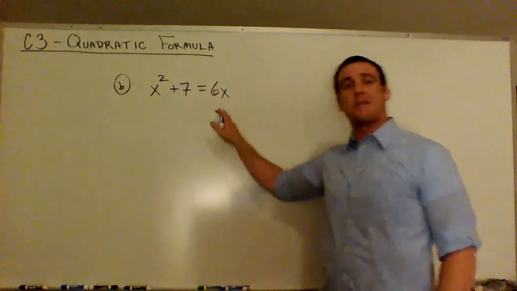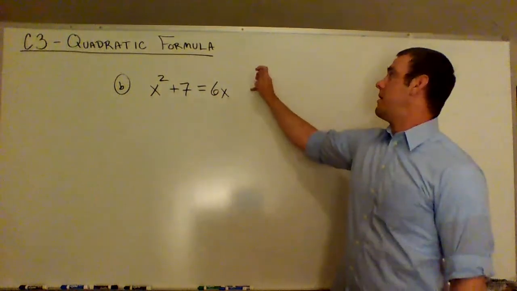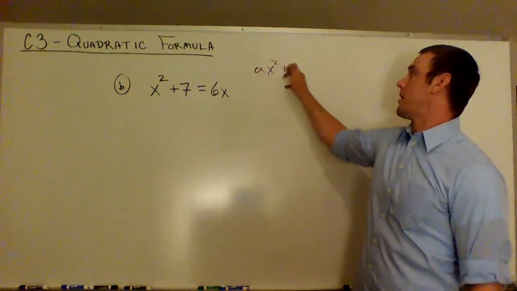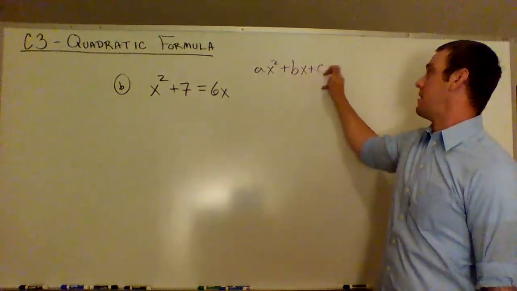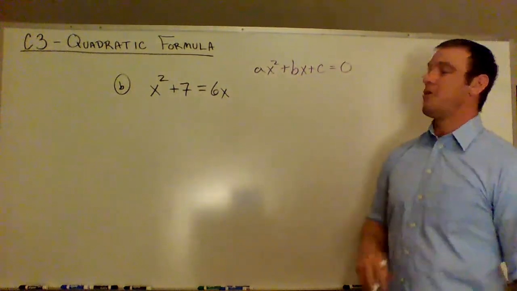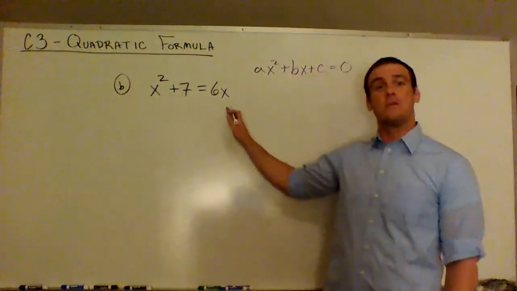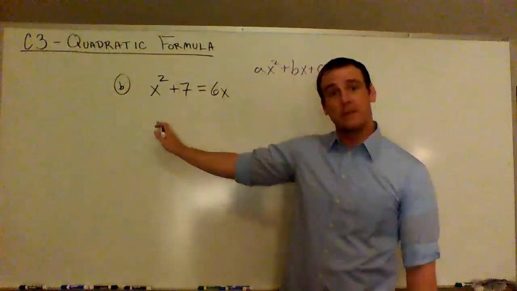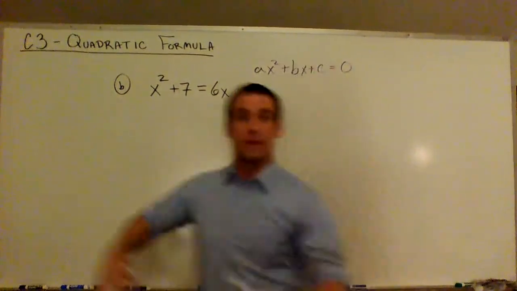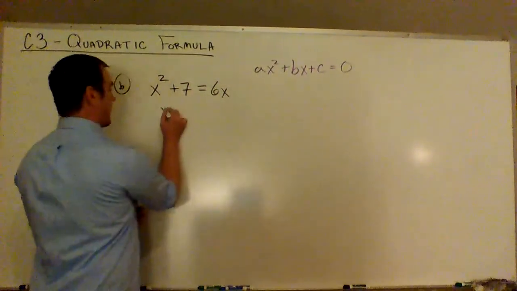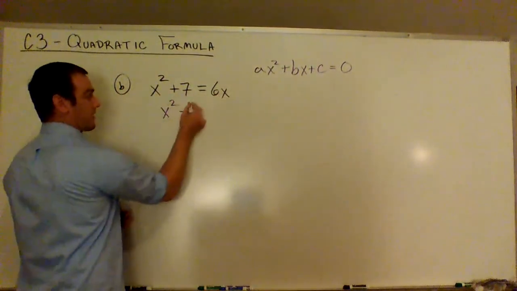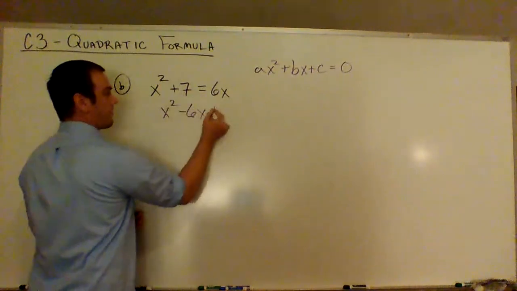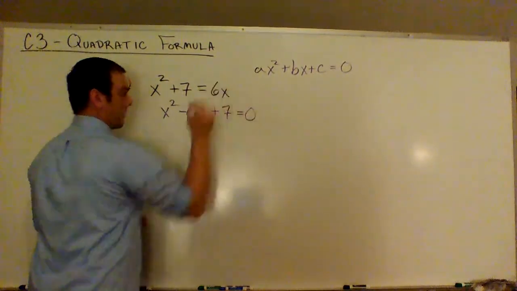Alright, so guys, this is not in the form ax squared plus bx plus c equals 0. We must get it like that. So all we need to do is move the 6x over to the left side. X squared, I subtract 6x. Still have 7 equals 0.